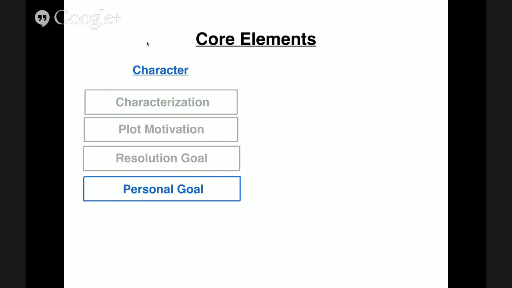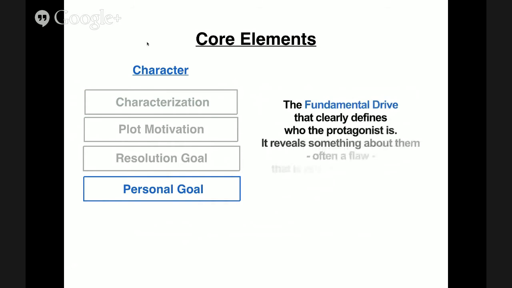Now I'm jumping down to personal goal because personal goal is very tied in with characterization. Whereas characterization might be the physical traits about the character, like John McClane is a cop from New York, the personal goal is what do they want in the first couple of moments of your movie? Because a movie has maybe between 10 and 20 minutes in most movies before something happens that the movie's really about. In those 10 to 20 minutes, this character's doing something.